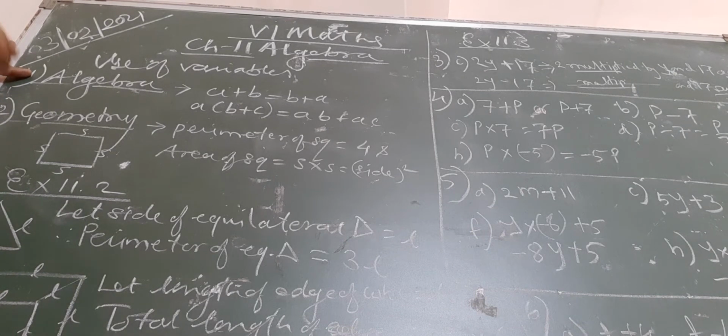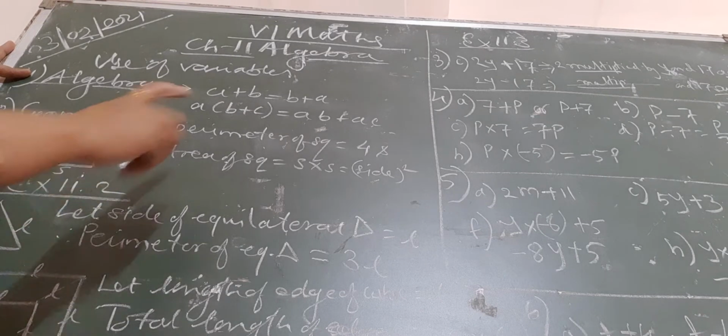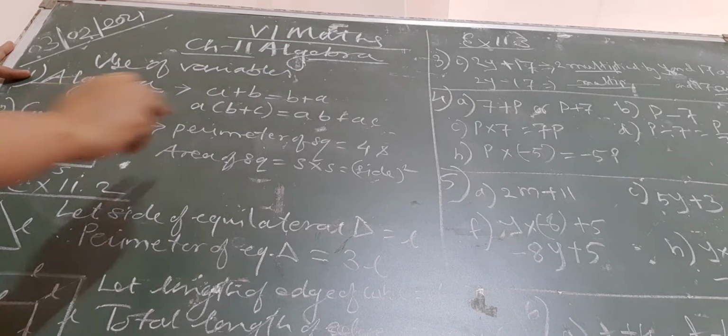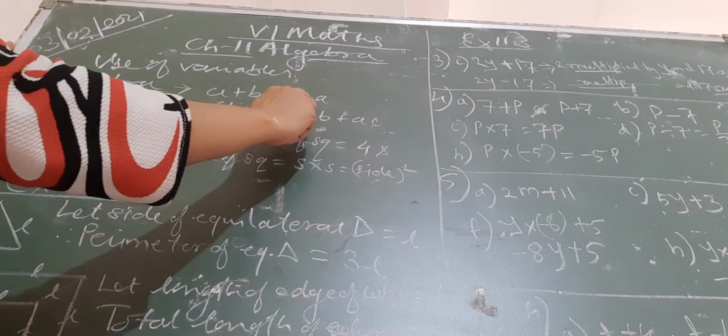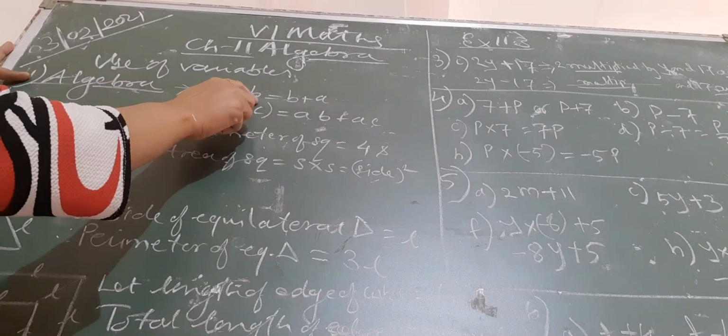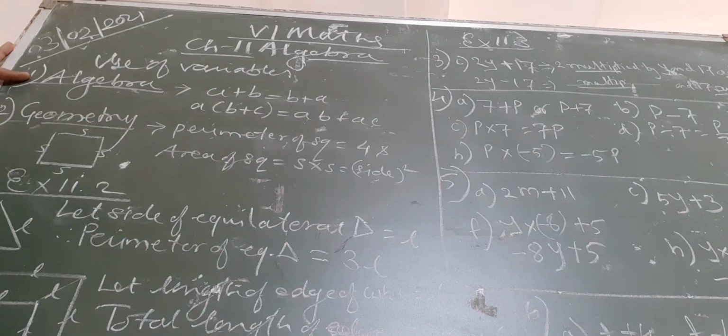You have already studied whole numbers and integers, and we have seen their properties. In properties we have seen that addition and multiplication are commutative. Commutative means that if the order of the numbers is changed, we get the same result. We have represented that as a plus b equals b plus a. What are a and b here? A and b are nothing but variables.